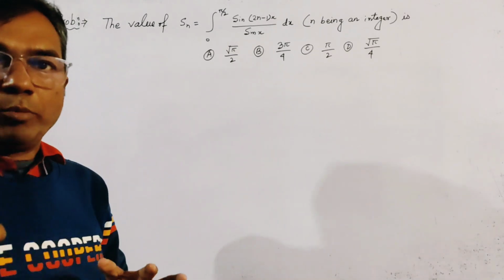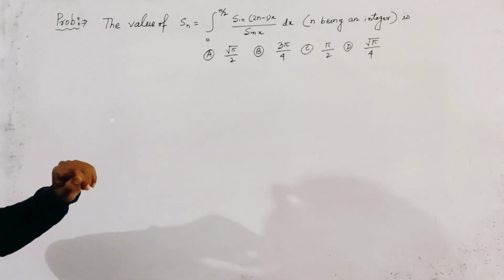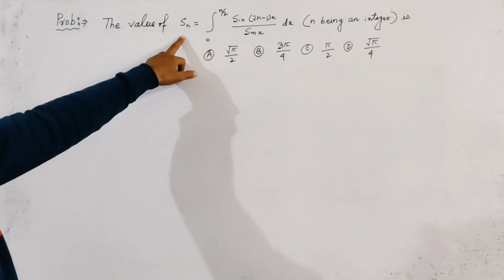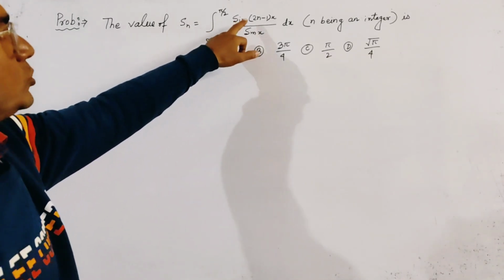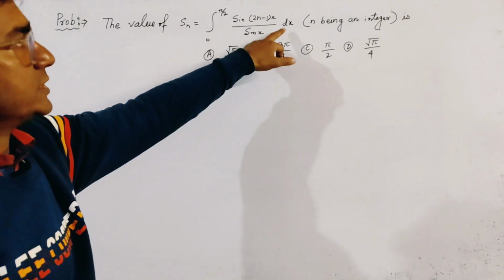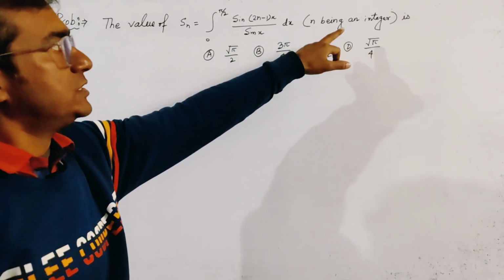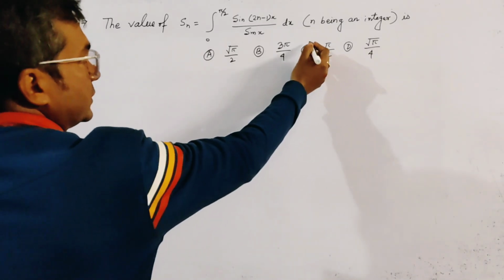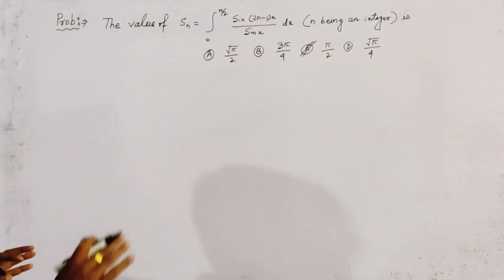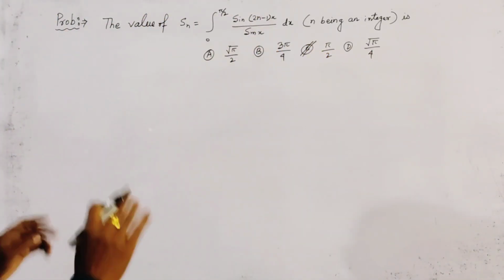This is a very well known and common problem of integration. The value of Sn, which is given by the integral from 0 to pi by 2 of sine of (2n minus 1)x by sin x dx, where n is an integer, is given by... We first tell the answer. This is the answer, because it is a well known and common problem of integration.